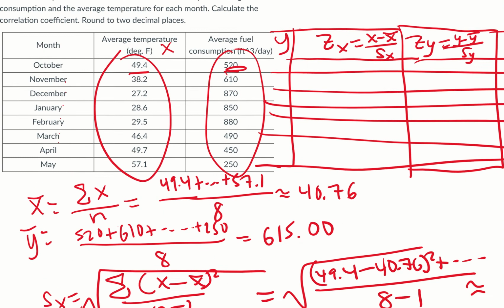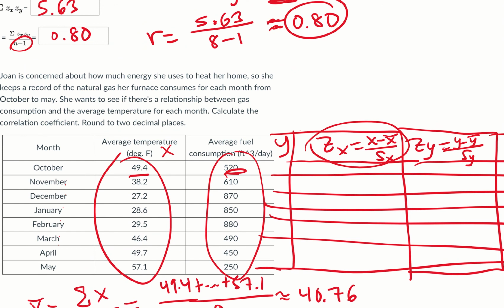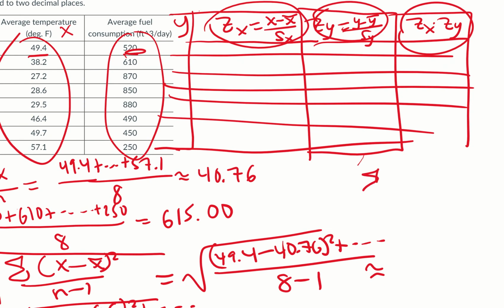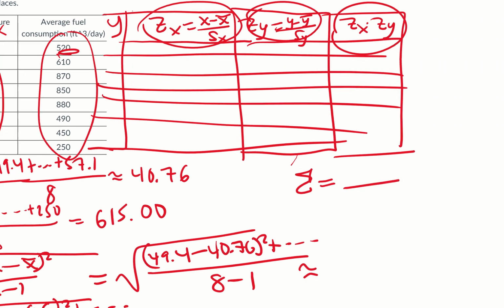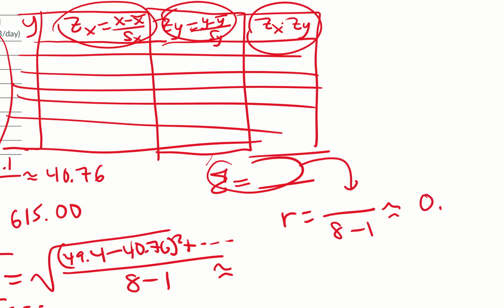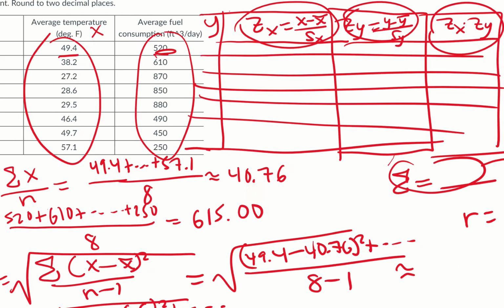Then once you calculate those, you plug them into this formula to get ZX and ZY. Then you multiply them. Then you add this column to get the total. Then you plug this total into R, and then divide by N minus 1. If you did that, you're going to get 0.96. I believe it's 0.96. No, it's 0.98. So 0.98 to 2 decimal places, and that's going to be your final answer.